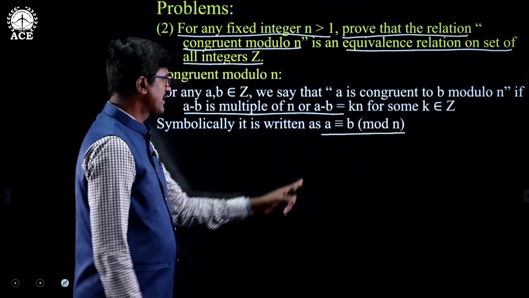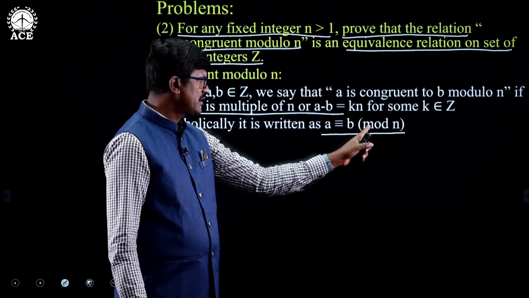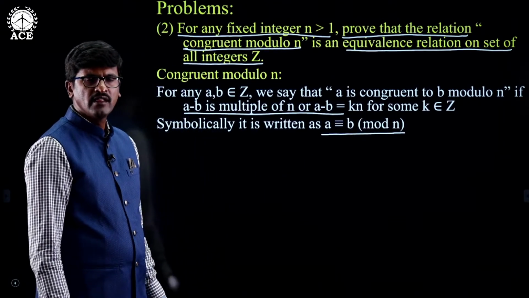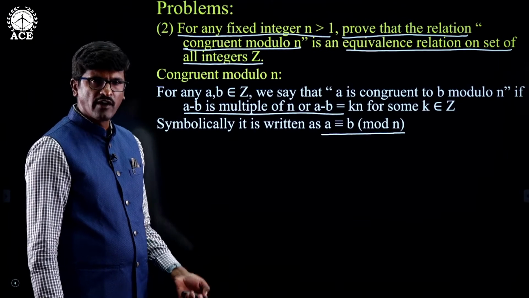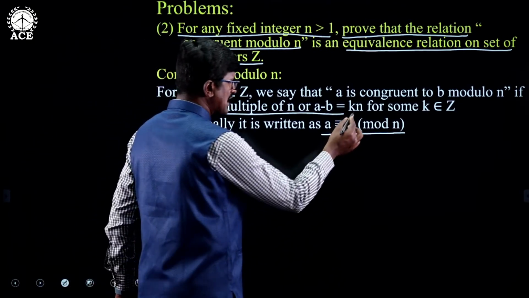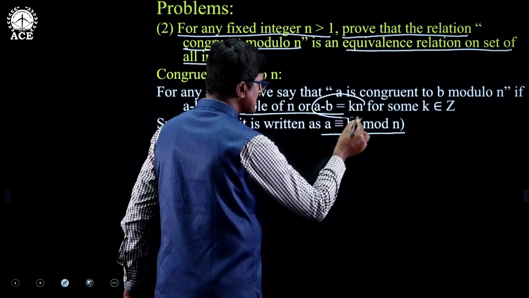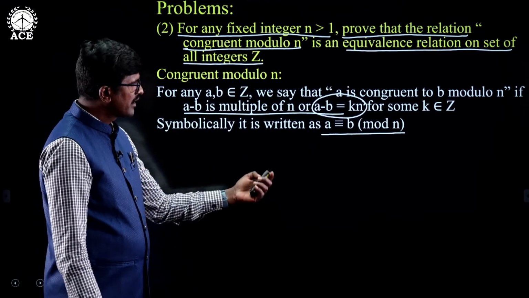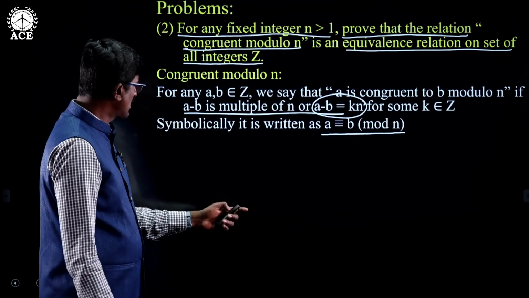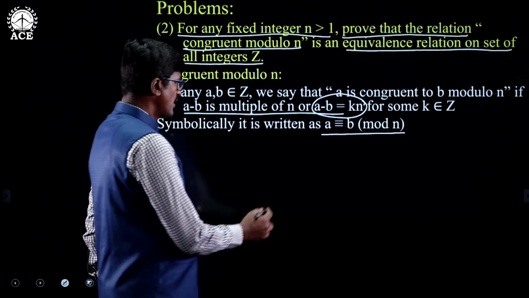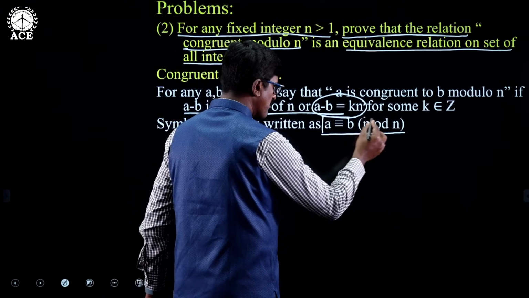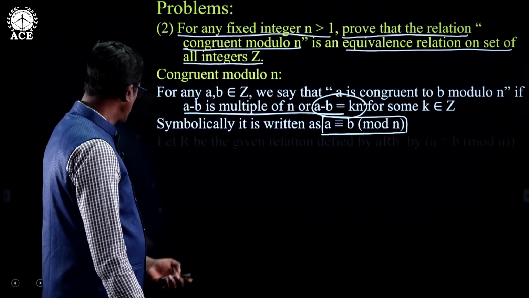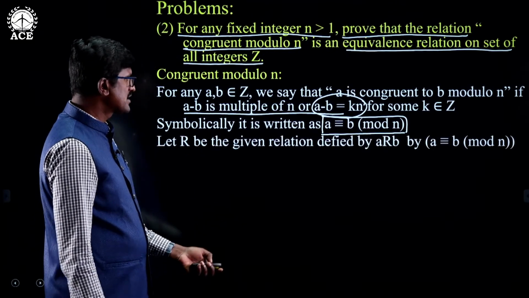Symbolically it is written like this: A is congruent to B mod n. So A is congruent to B mod n when A minus B is a multiple of n. If A minus B is a multiple of n, then it is written like this: A minus B is equal to Kn for some K value. So this is about the congruent modulo n relation. A is congruent to B mod n if A minus B is a multiple of n. Now that is the given relation.